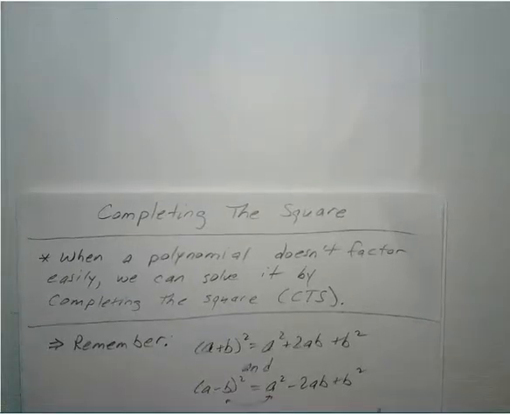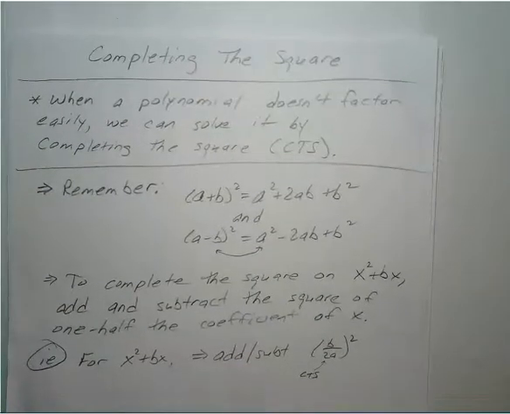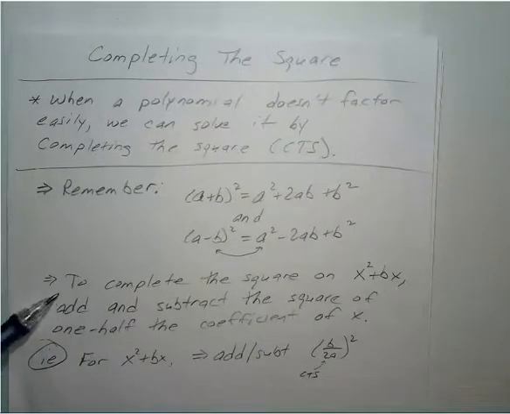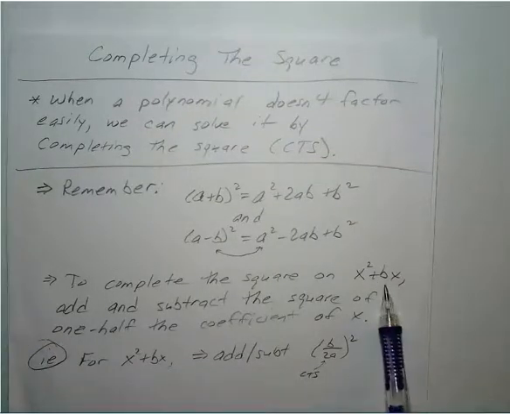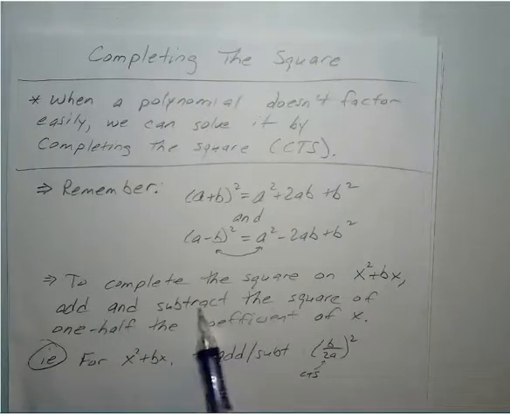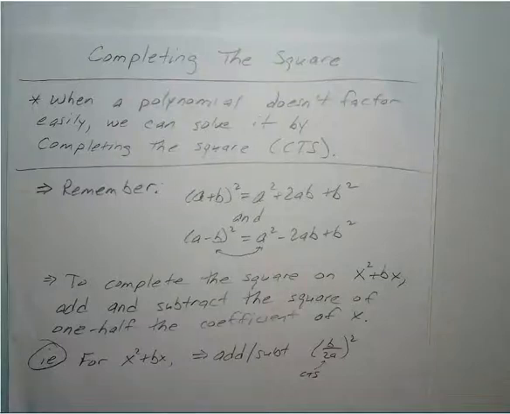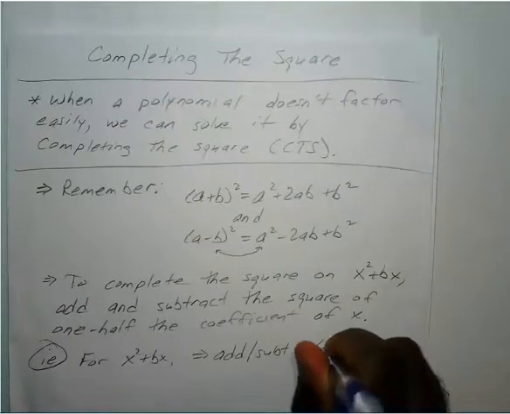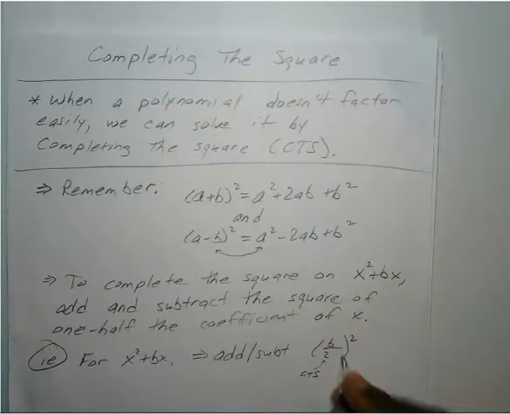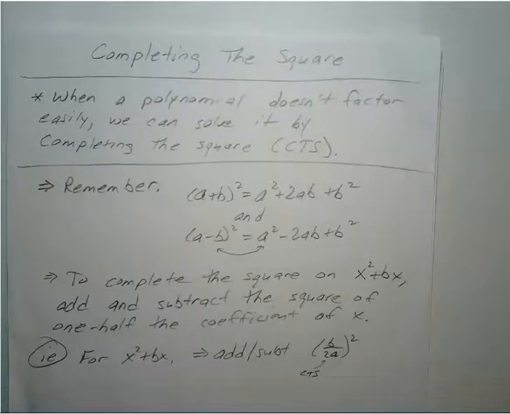So scrolling up a little bit. In order to complete the square for a quadratic with just x squared plus bx, that's the key there, it's just two terms, you want to add and subtract the square of half the coefficient of x. So if it's x squared plus some value times x, we'll call that value b. You take that b value and divide it by 2. Technically it's b over 2a, squared, but a is equal to 1, so it's really 2 times 1.